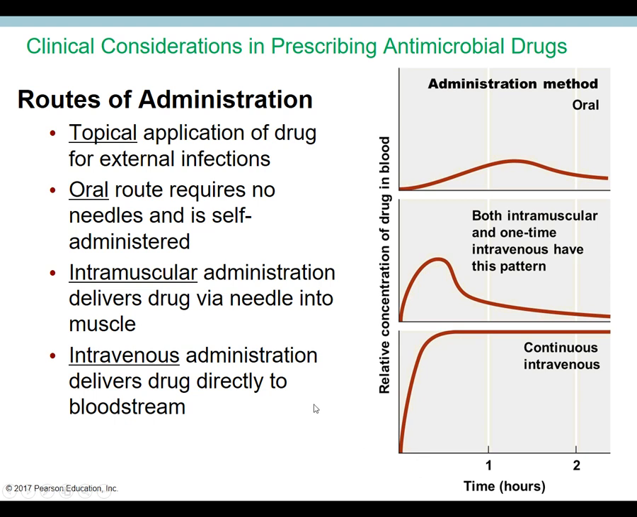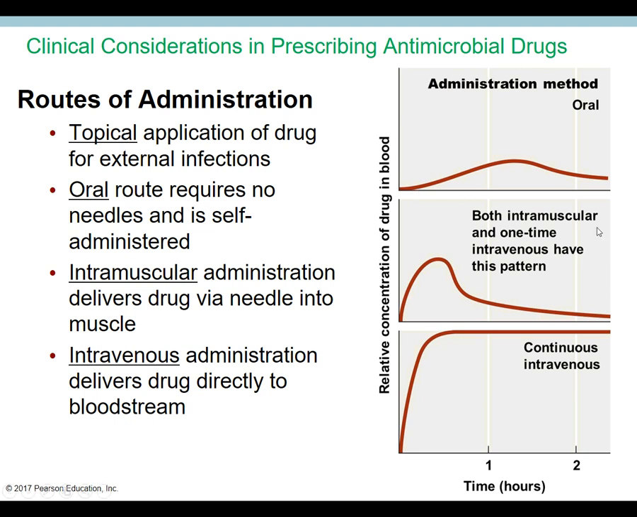Okay, so the routes of administration of drugs should probably be pretty familiar to you. Topical is application out on the skin, for example. Oral means you swallow something. Intramuscular would be an injection into muscle. Intravenous would be an injection directly into a blood vessel.